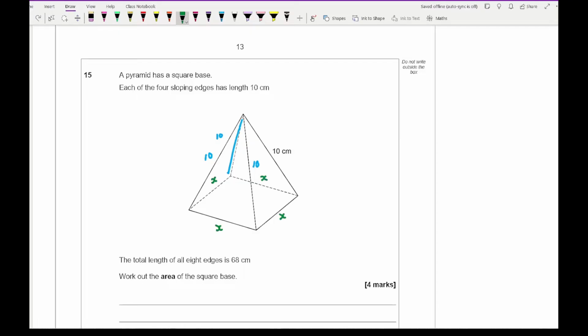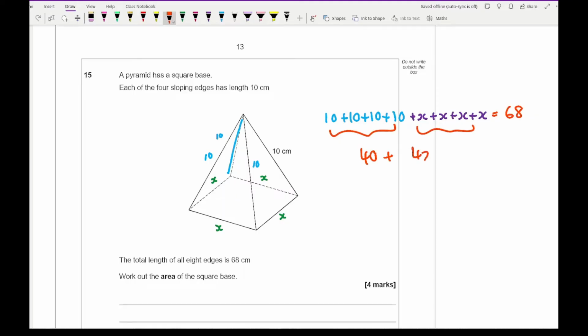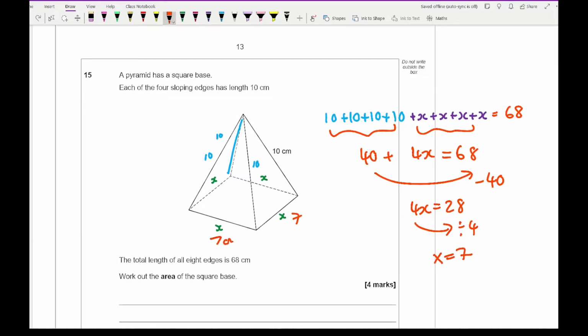Now, if I add up all of those 8 measurements together, what have I got? Well, I've got 10 plus 10 plus 10 plus 10 plus x plus x plus x plus x, and that all adds up to 68. Now, combining these, I get 40. Combining these, I get 4x equals 68. So this then becomes like a solving equations question. So take away the 40, I'm left with 4x equals 28. Divide by 4, and I get x equals 7. So these lengths here are 7 centimeters.